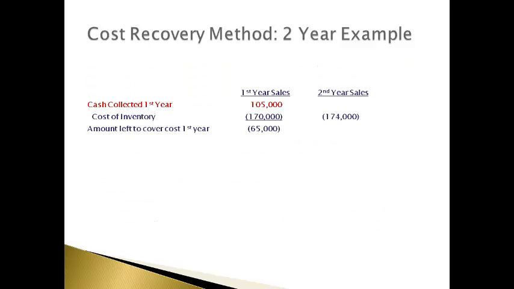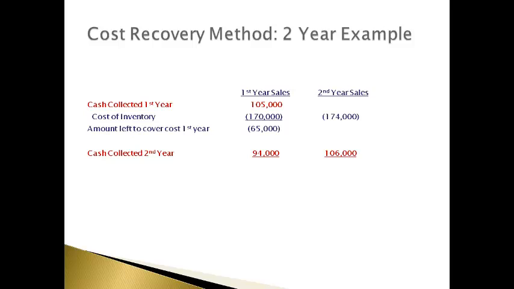The gross profit is not used under the cost recovery method. The total cash collected is compared to the cost of the goods sold for each year. Once the cash collected is greater than the cost of goods, gross profit is then reported at 100% of the difference. For the first year, cash collected of $105,000 is less than the cost of inventory of $170,000, so no gross profit is reported.